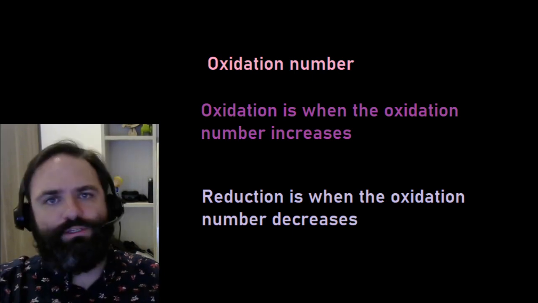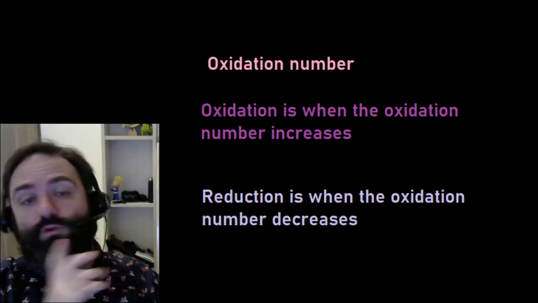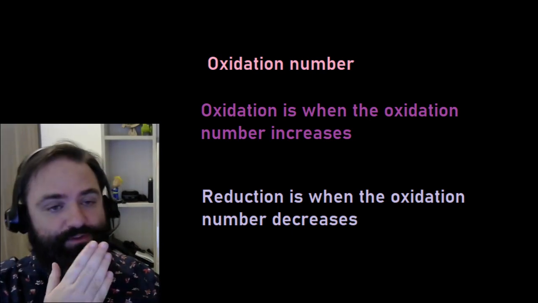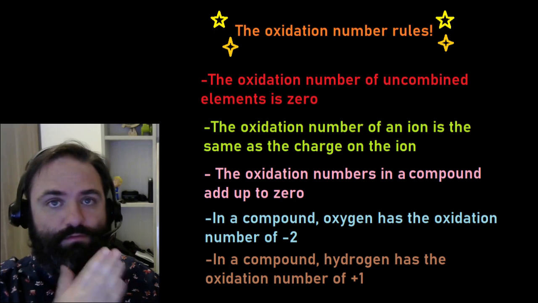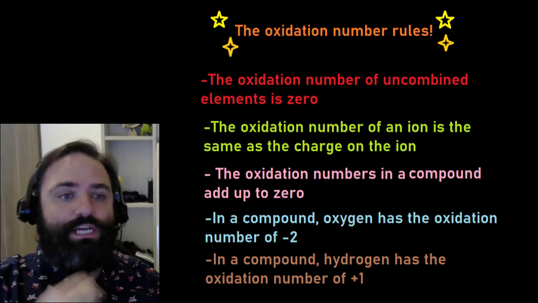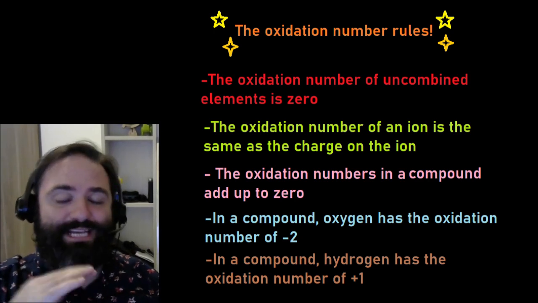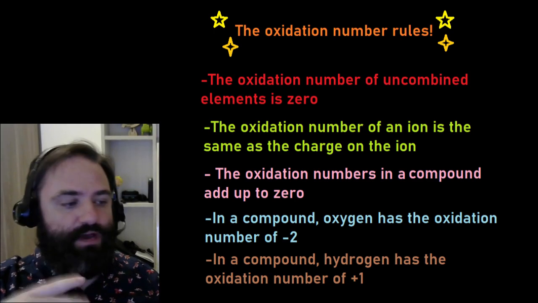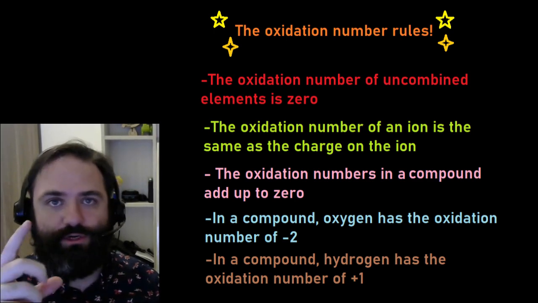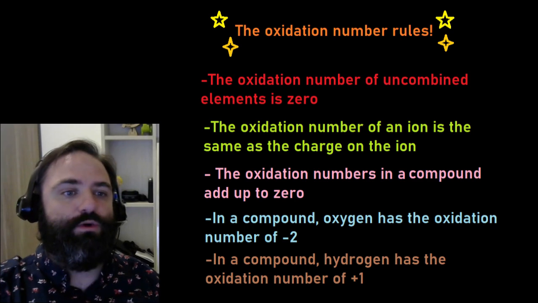How do we know what an oxidation number is? Well, there's a set of rules that we have to remember. So here's the set of rules. I'll read them out, pause the video. The oxidation number of elements on their own is 0. If I have iron on its own or O2 on its own, it's an element, the oxidation number is 0.